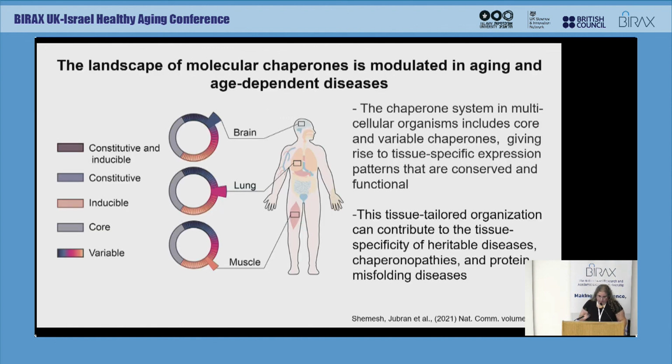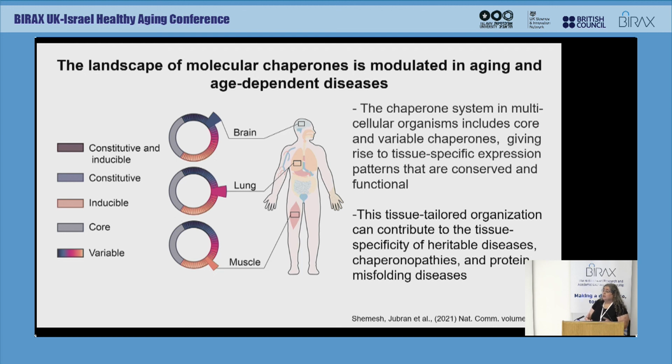So if I want to summarize everything I told you, and I regret some of the slides not being exactly what they were supposed to be, what I showed you is that the chaperone system in multicellular organisms, and specifically in human, is composed of core and variable chaperones that basically produce a tailored quality control system that is geared towards answering the challenges of a particular tissue.